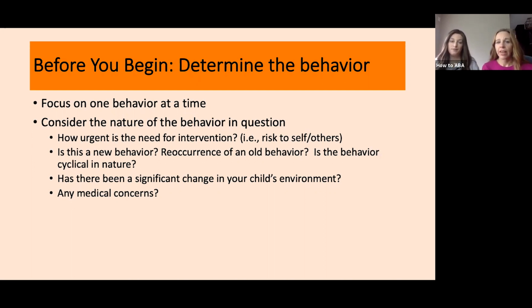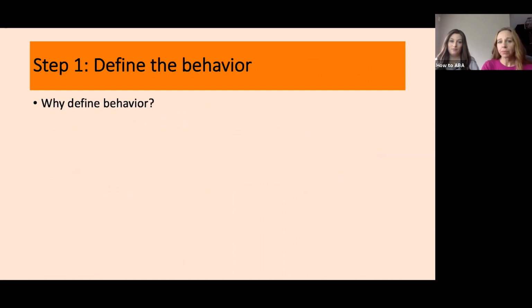And the one huge thing, besides does this behavior even need treatment in the first place, is to focus in on one thing at a time. Really keep it simple and target one behavior at a time. If you target 2, 3, 4 behaviors, it's going to feel like too much. You're going to get overwhelmed. But not only are you going to get overwhelmed, so is your child. So make sure that you're focusing in on one thing at a time, and making sure that behavior is something that actually needs to be treated.